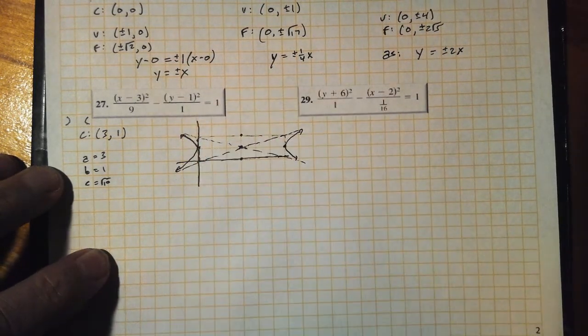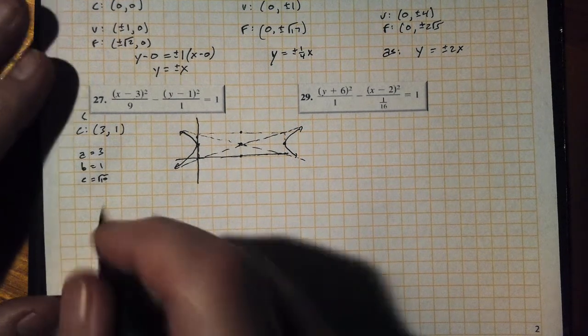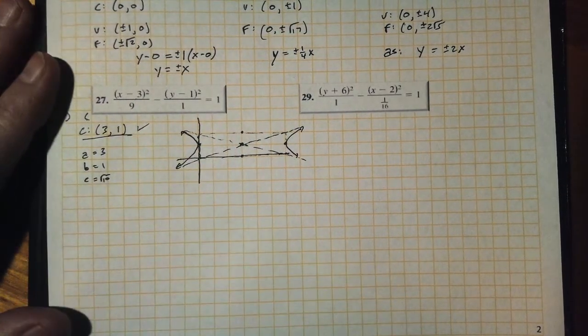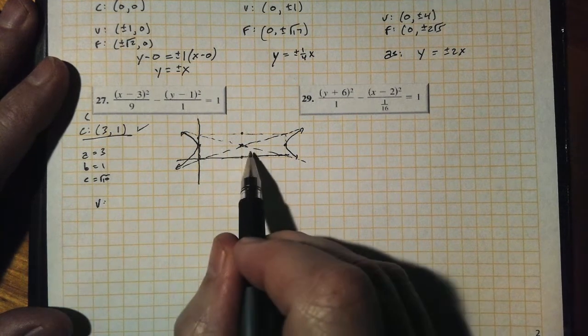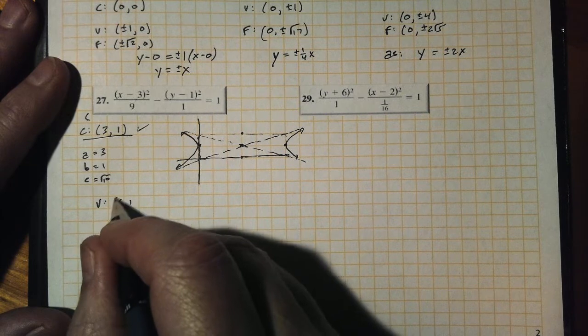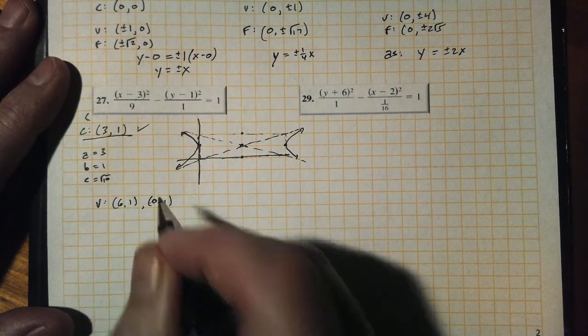Get right to those asymptotes pretty quickly. And there's our graph. So we've got our center. Check. We need our vertices. Well, that is (6, 1) and (0, 1).